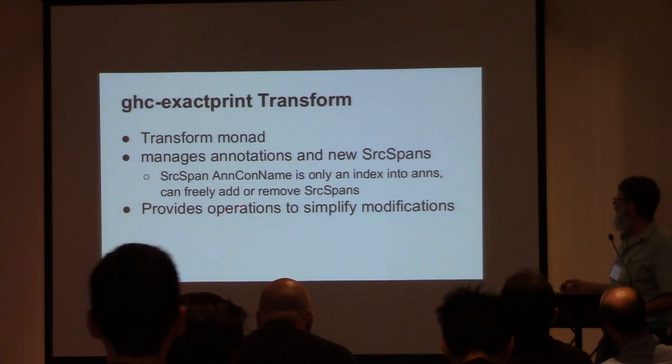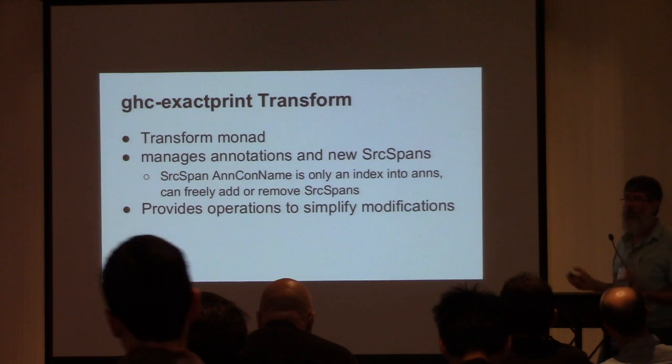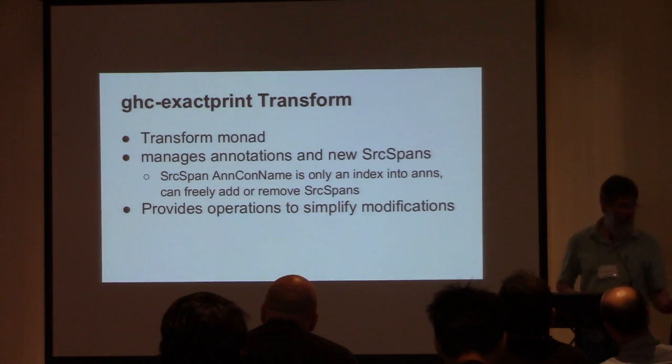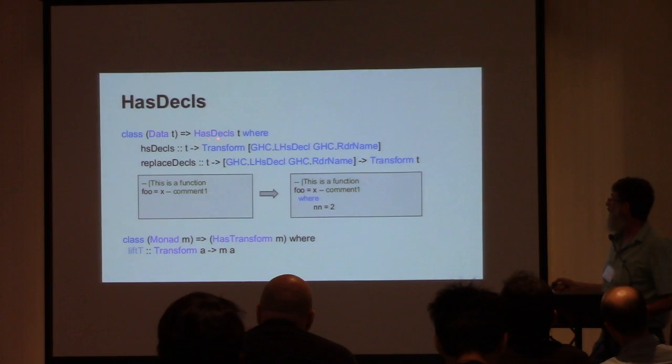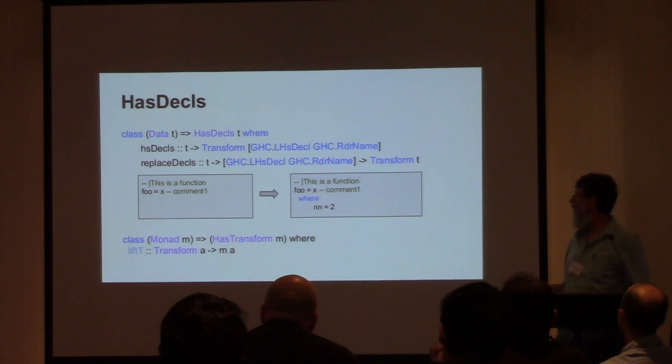And because this is just an index, you can add and remove source spans. It's just a tie-up point. And there are some operators to simplify modifications. One of them is this class HasDecls. If a given element has sub-declarations, you can just say, give me the declarations, and it'll give them to you. And then when you replace them, you just give them back, and it'll put them back.